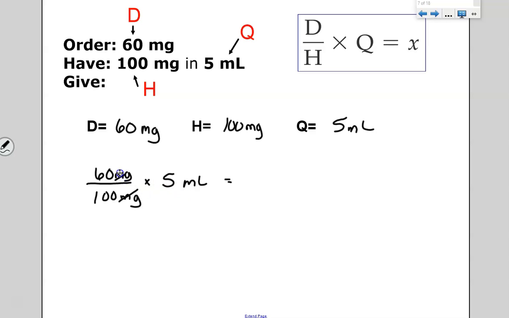Now, let's go ahead and do the math. We can do 60 divided by 100, which would give me 0.6, and I'm going to multiply that by 5, and that's going to end up giving me 3, and the unit would be milliliters, of course, because the milligrams cancel, and what you're left with is milliliters.